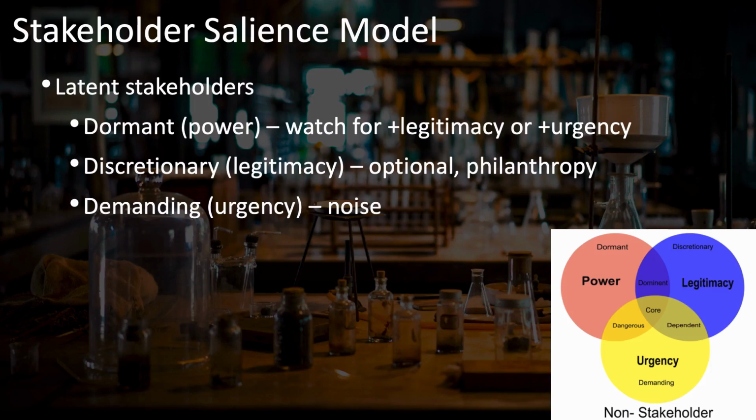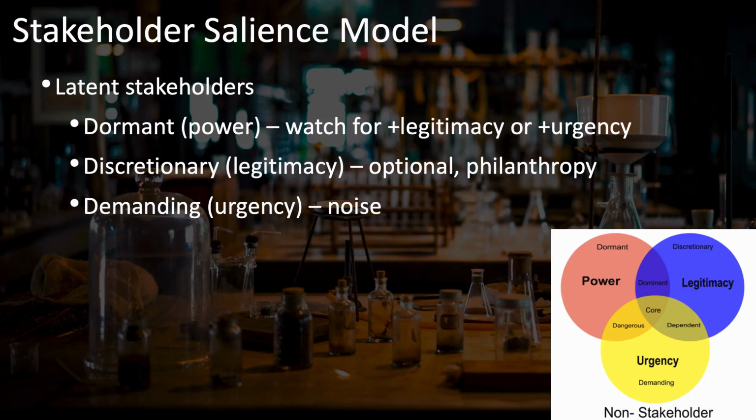Then we have the discretionary stakeholders. These are those that have some legitimacy, but no power or urgency. An example that I've seen recently is that there are some dry cleaning companies that will offer free dry cleaning for people who are unemployed and going to an interview. This is something that is philanthropic, that does not need to be done. It's optional. It's a nice thing to do, but not necessary.